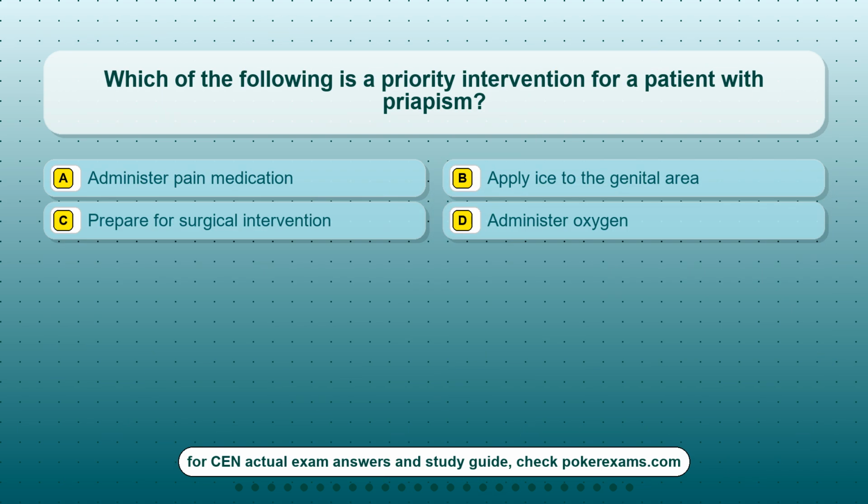Question 10. Which of the following is a priority intervention for a patient with priapism? Option A, administer pain medication. Option B, apply ice to the genital area. Option C, prepare for surgical intervention. Option D, administer oxygen.